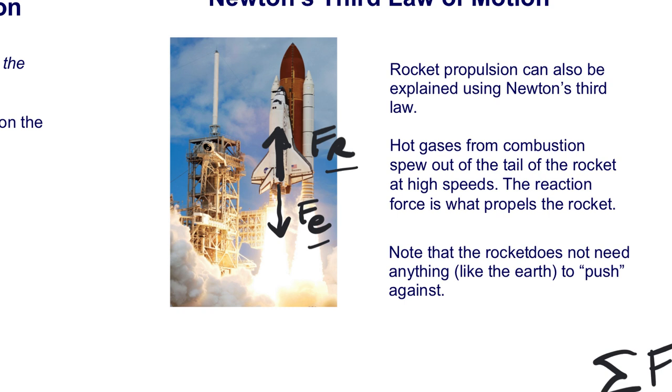You don't include reaction forces when you're drawing free-body diagrams. So here's the rocket. There's the weight of the rocket right there. There is the force on the rocket because of the gas molecules pushing against it. Because Fr is going to be bigger than the weight, the rocket accelerates upward.